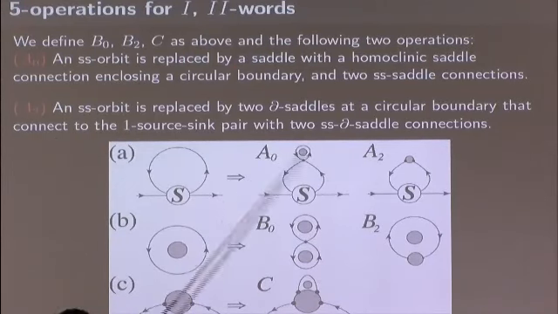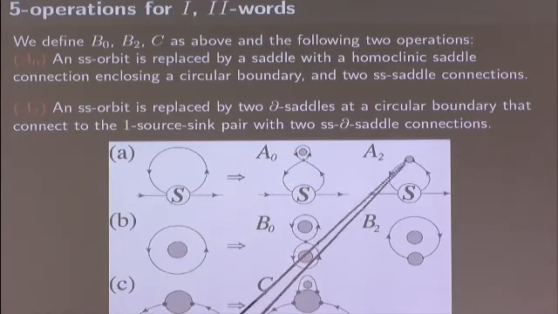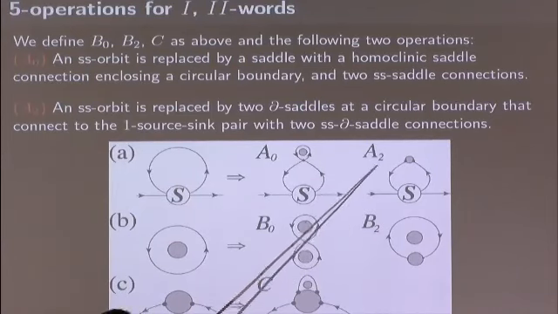A0, A2 is a little bit changed. Last time we considered a closed orbit, but this time we consider the orbit that comes from the source-sink and goes back to the source-sink. We call it the SS orbit. We replace the SS orbit with a saddle like this, and this is A0. And if we replace it with the boundary saddle, this is called A2.